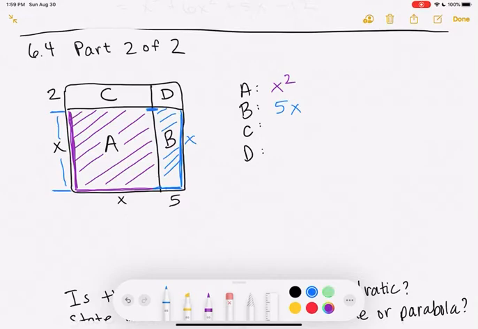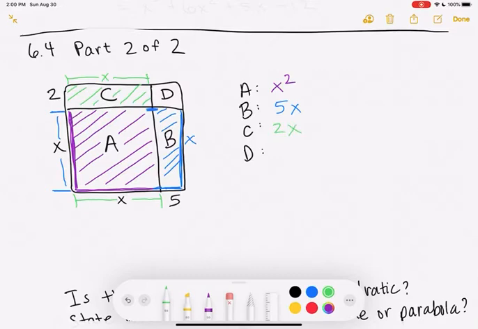How about C? If you look at C, we're going to have a 2 times what? Again, if you look, this length right here corresponds with this X down here, right? So that is also X. So C is 2X.